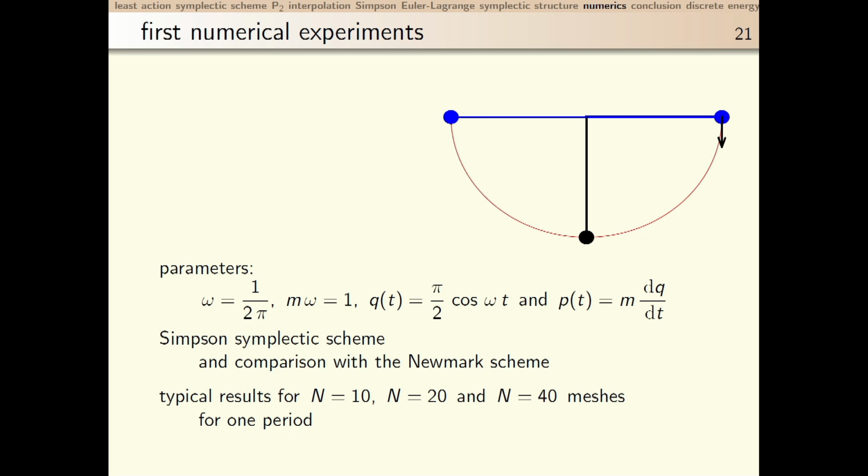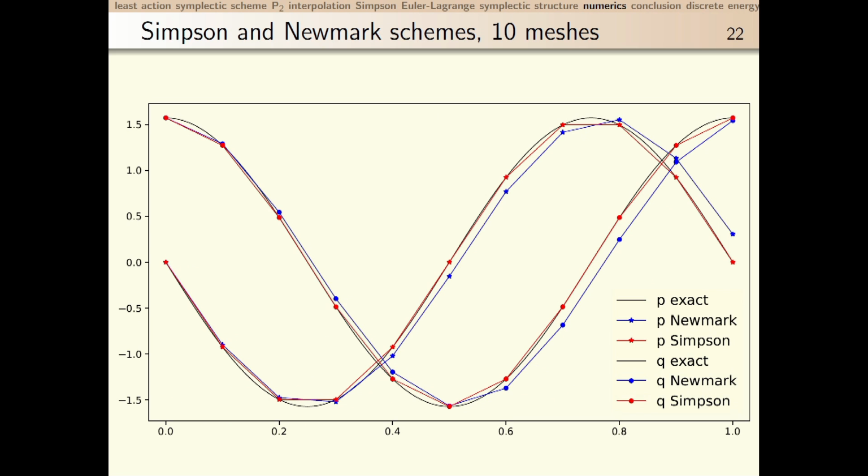And therefore, this is just the scaling we did. I use the same problem as previously. The previous results for Newmark are in blue. The new results for Simpson are in red. Therefore, you see there that Simpson is much better.